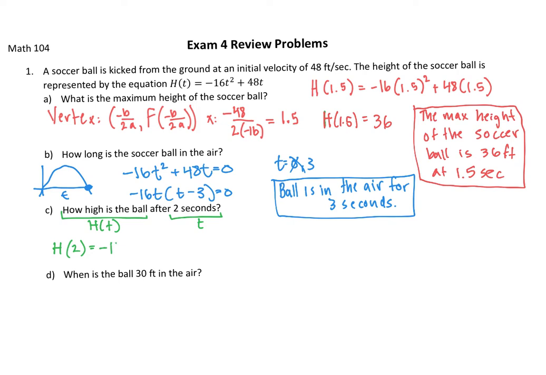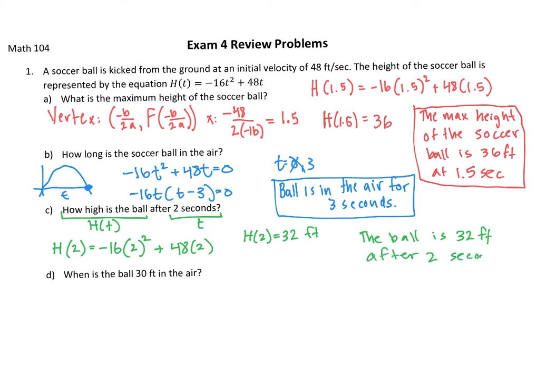So I'm going to plug 2 into my equation, like that. And then I calculate that out. I get h of 2 equals 32 feet. So that means, answering the question, how high is the ball after 2 seconds? The ball is 32 feet after 2 seconds. So there we go, I've answered that question.